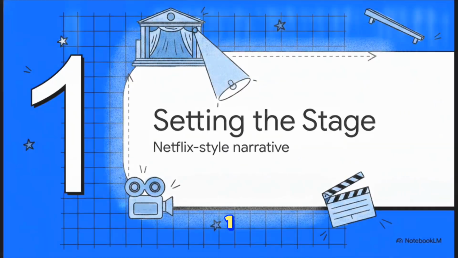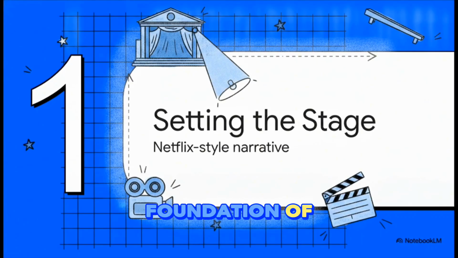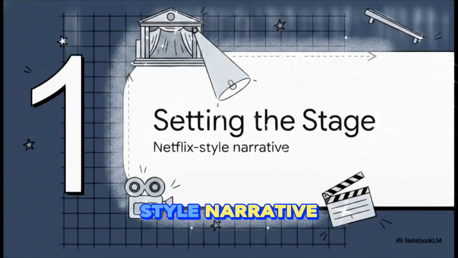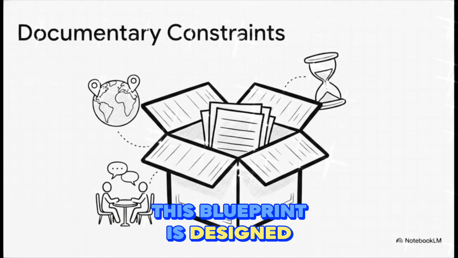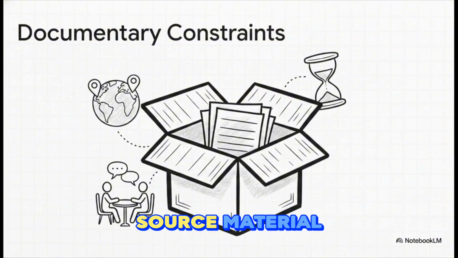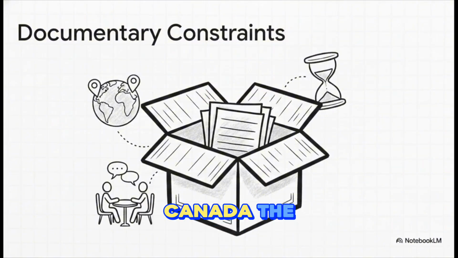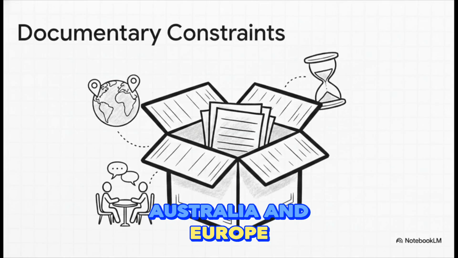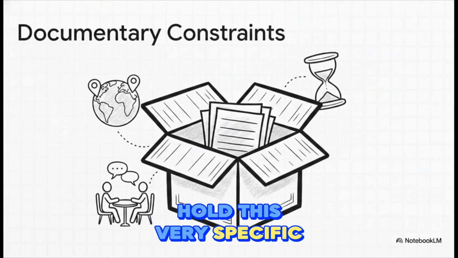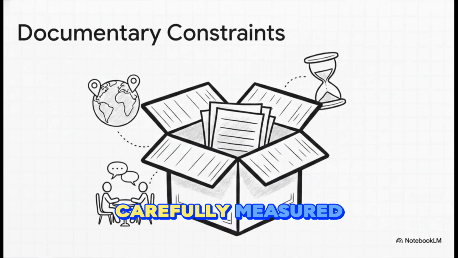Starting off with Section 1, setting the cinematic stage, which is the absolute foundation of a Netflix-style narrative. So, this blueprint is designed for a massive, premium, global audience. The source material explicitly targets viewers across the United States, Canada, the UK, Australia, and Europe. And to capture and hold this very specific demographic, the creator is boxed into some incredibly rigid, carefully measured constraints.